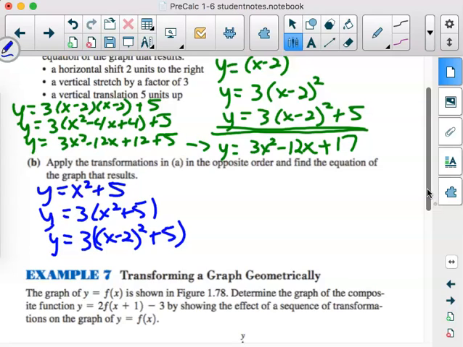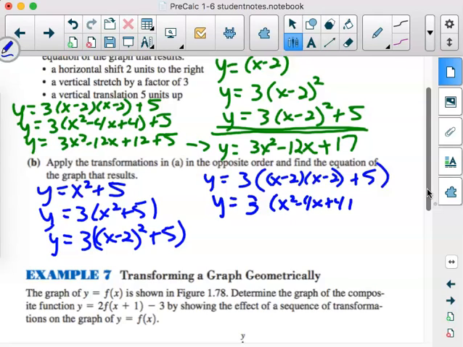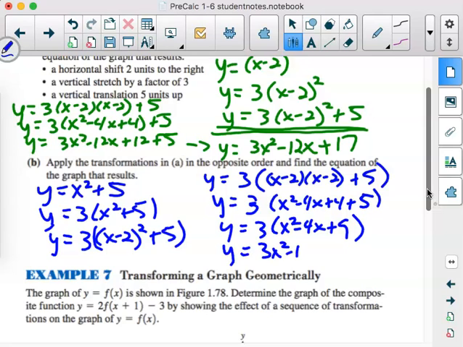So now, I want to see how does that compare to what I had in the green. Well, I need to go ahead and put it in standard form, so it'll be 3 times the quantity x minus 2 squared, times x minus 2 times x minus 2 for the x minus 2 squared, and then the plus 5. So we will get our x squared minus 4x plus 4 plus 5, and then 3 times x squared minus 4x plus 9, which is 3x squared minus 12x plus 27.